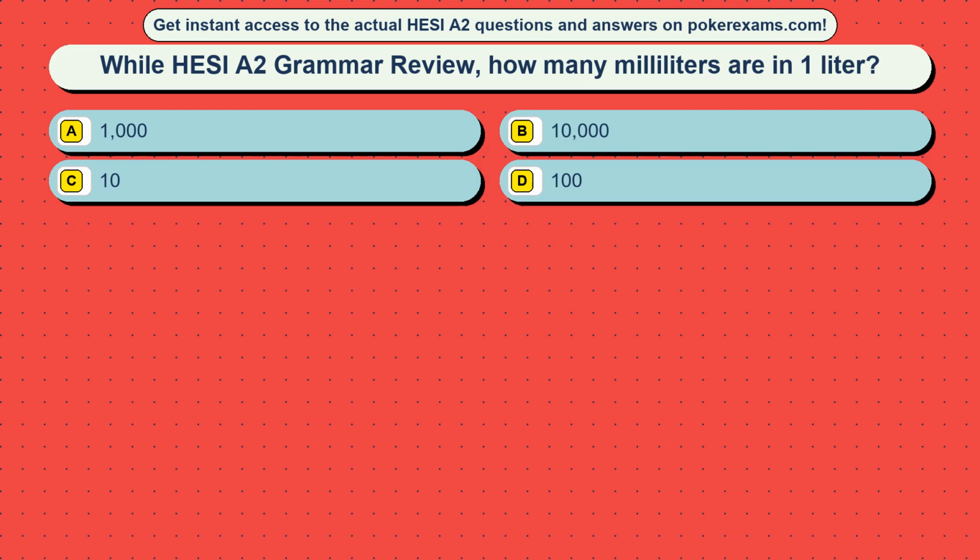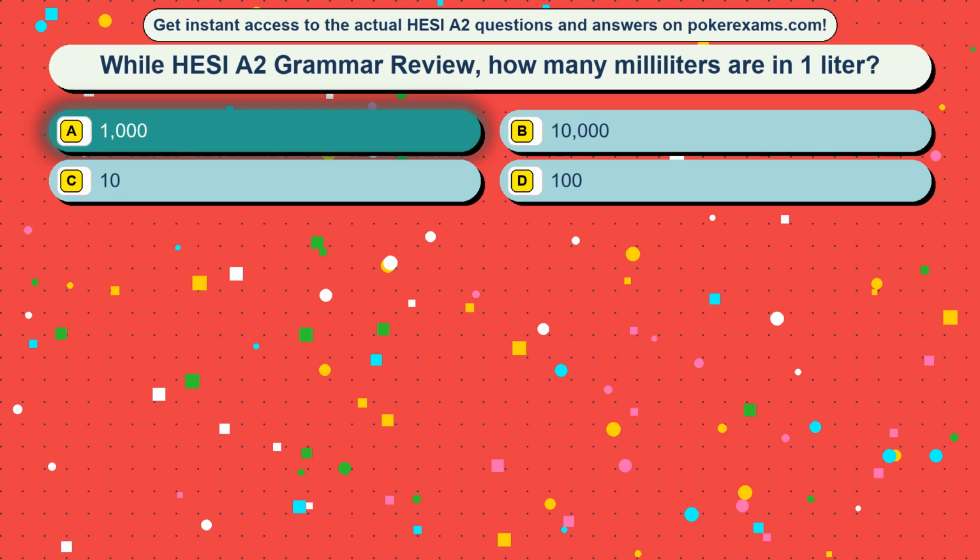Question 27. While HESI A2 Grammar Review, how many milliliters are in 1 liter? Option A, 1000. Option B, 10,000. Option C, 10. Option D, 100. The correct answer is option A, 1000.